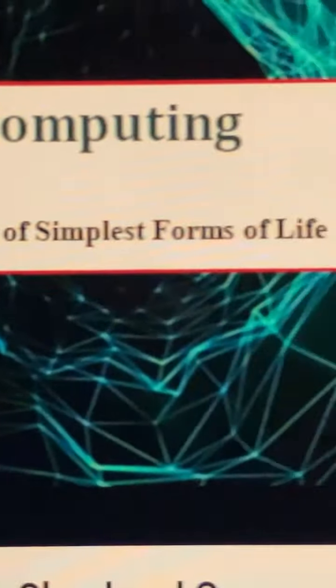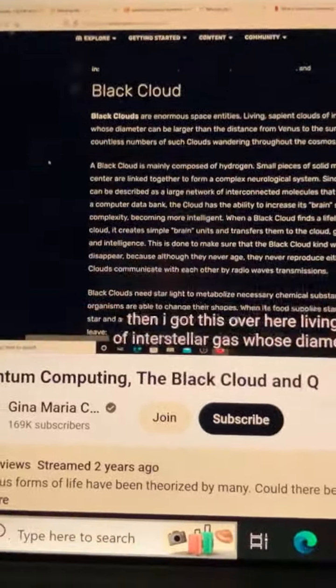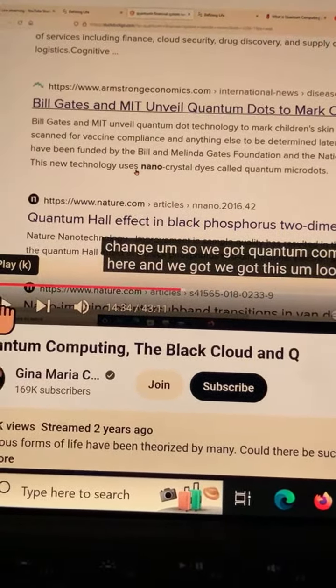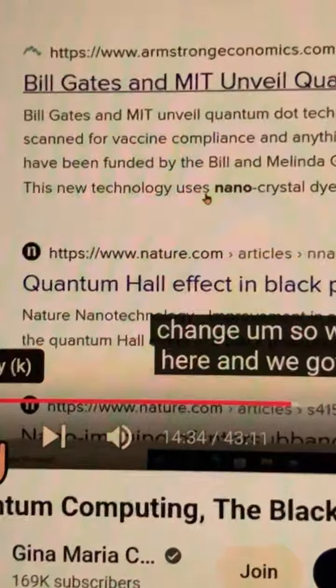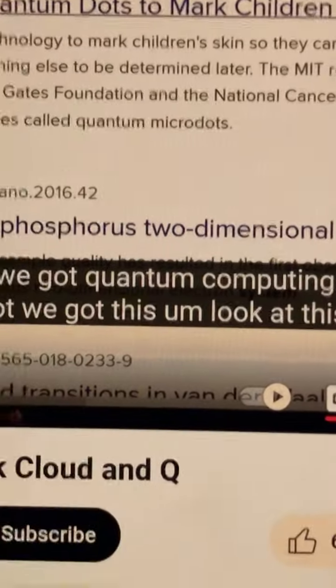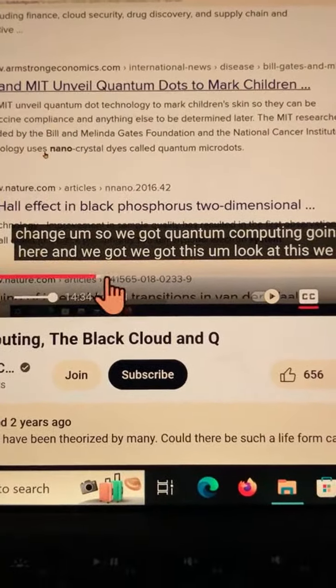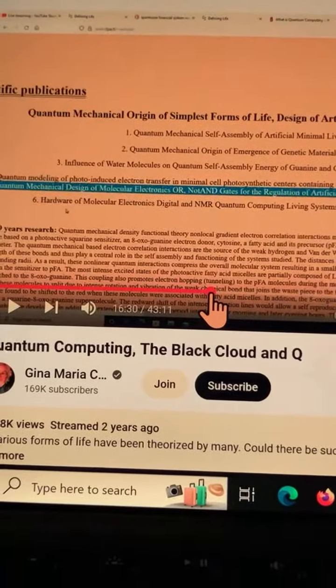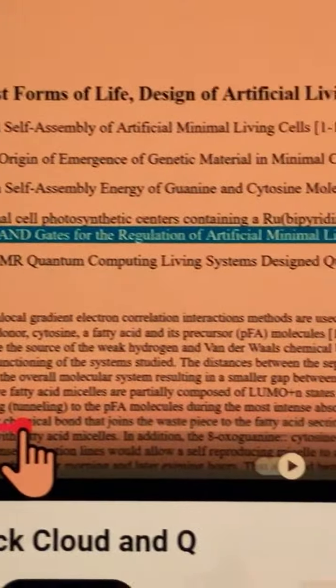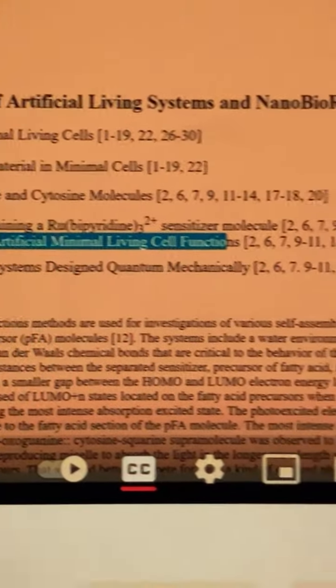Let's see if we got to it. Okay, you can see that we made our way over to that one during this video. We went a little bit further in that video. It was 2 years ago. Where did we go? We actually went to the Bill Gates and the MIT unveiled the quantum dots to mark children. Oh, well, we weren't supposed to look at that. No, we found something else. What did we find? The quantum mechanical origins of the simplest forms of life, design of artificial living systems, and nanobio robots.